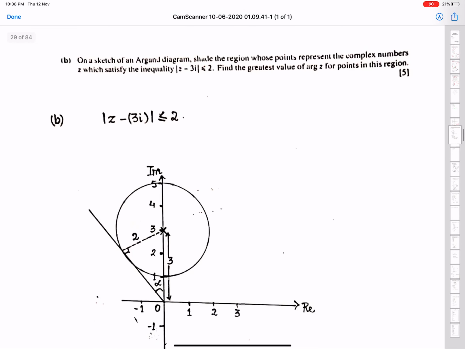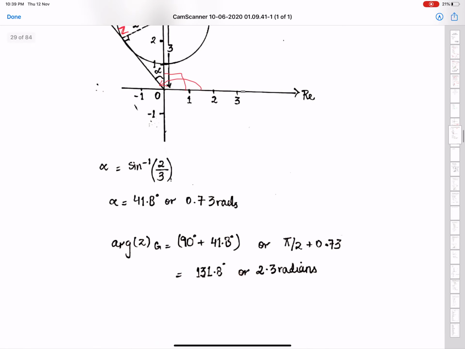Question number, part B. Part B is circle, inequality of circle. Find the greatest value of argument z. This is very simple. You know, for that you need to draw a tangent. Draw a tangent from the origin to this circle, and here z must be here for argument z greatest. Get alpha and add 90 to alpha for argument z greatest. So alpha is 0.73, add 90, the final answer in degrees is 131.8, in radians 2.3 something.